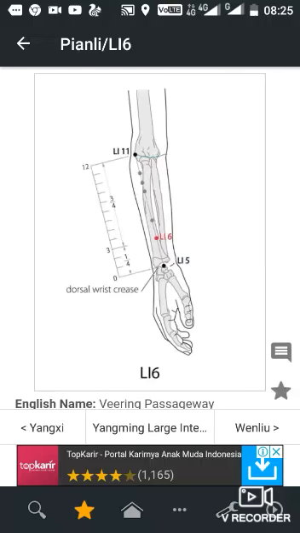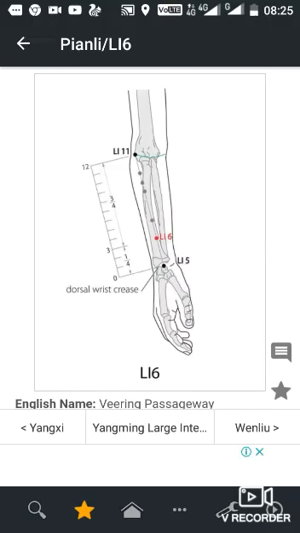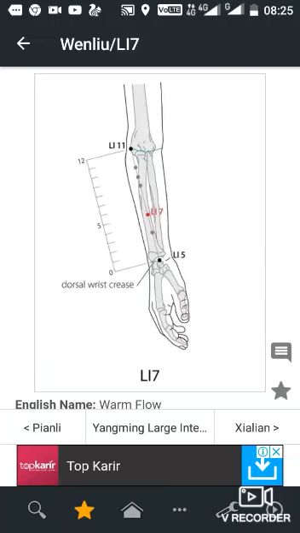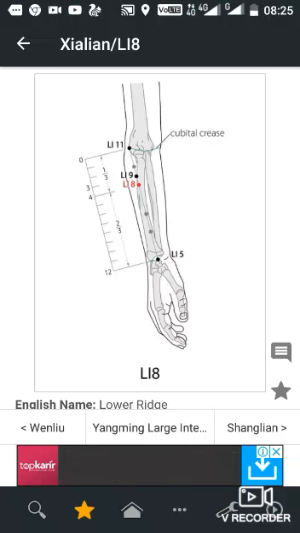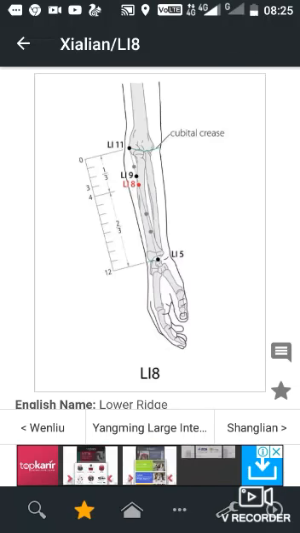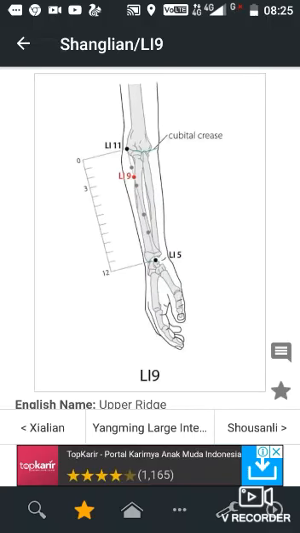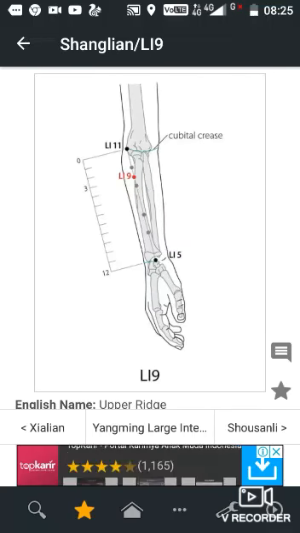Large Intestine 6, location: 3 cun above Yangxi, on the line joining Yangxi and Quchi. Large Intestine 7, location: 5 cun above Yangxi, on the line joining Yangxi and Quchi. Large Intestine 8, location: radial side of the forearm, 4 cun below the elbow crease, on the line connecting Yangxi, LI5, with Quchi, LI11. Large Intestine 9, location: radial side of the forearm, 3 cun below the elbow crease, on the same line.